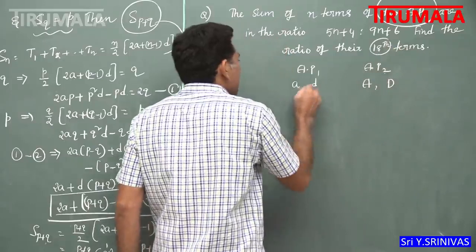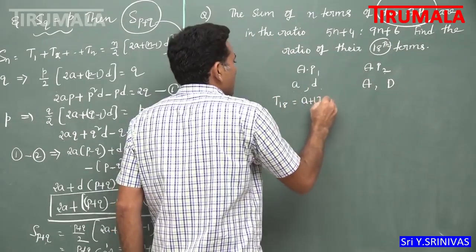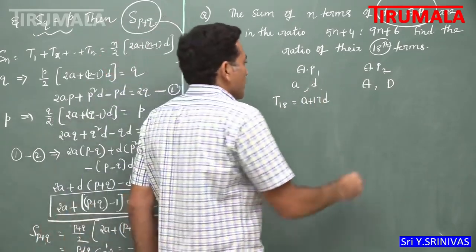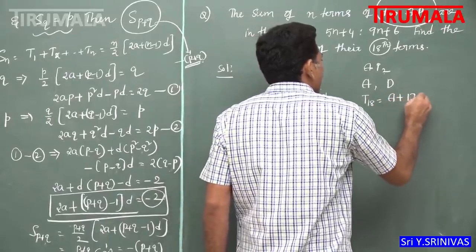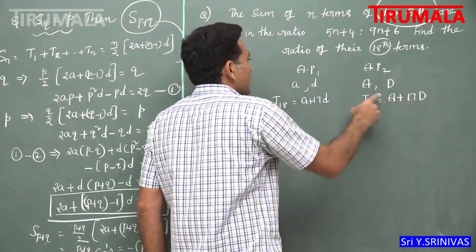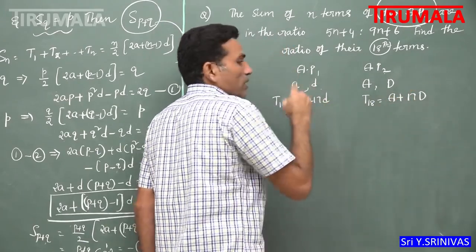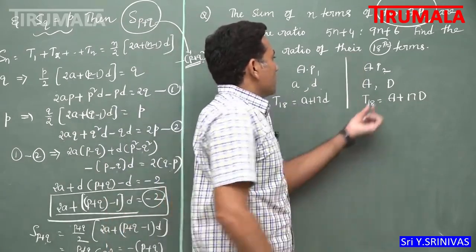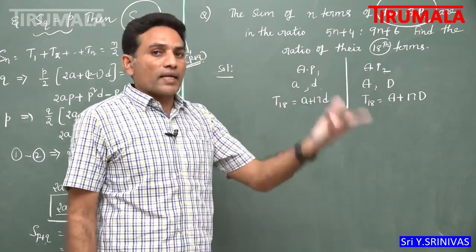What is the 18th term here? The 18th term is a plus 17d. Students, the 18th term is a plus 17d. Here a is different, and d is different. Small a plus 17d is the 18th term of the first AP. Capital A plus 17 capital D is the 18th term of the second AP.